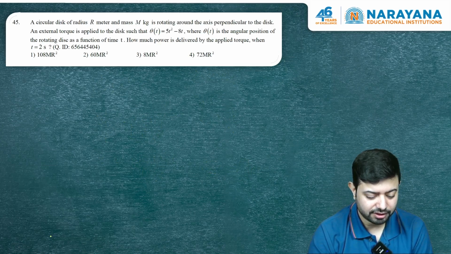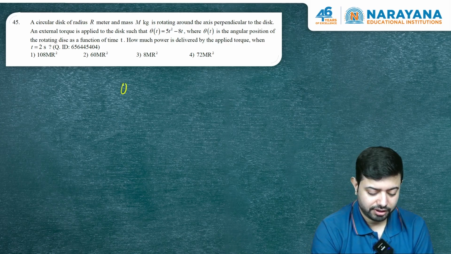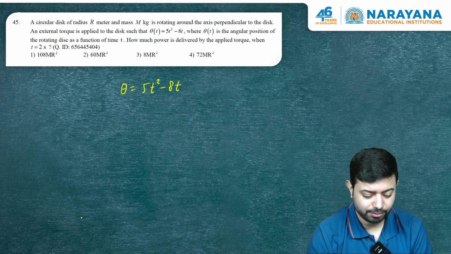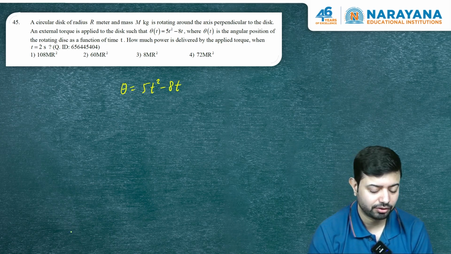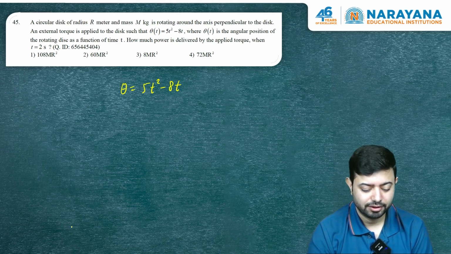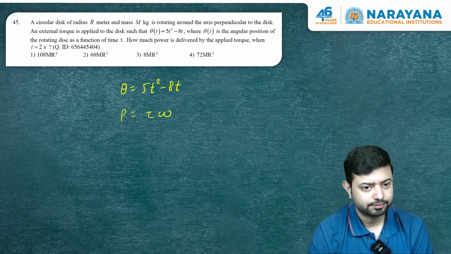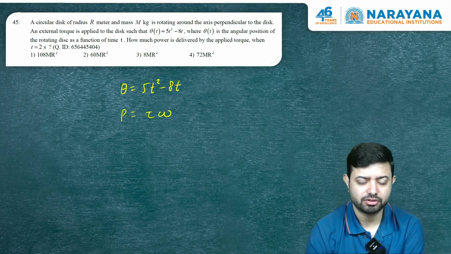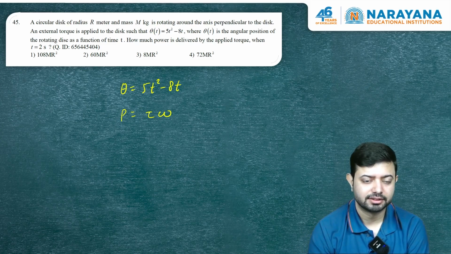A circular disc of radius r and mass m is rotating around the axis perpendicular to the disc. An external torque is applied to the disc such that theta is given as a function of time, where theta is the angular position of the rotating disc. How much power is delivered by the applied torque when t is 2 seconds? What is the formula of power? It is tau dot omega, and we assume that theta is 0 degree, cos 0 is 1 here, as it is given that the torque and omega both are in the same direction, right.